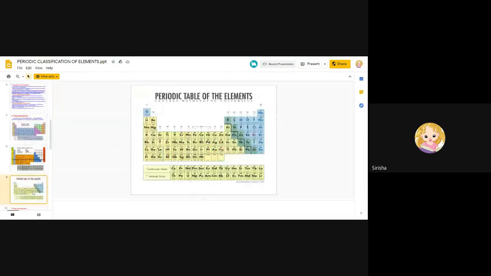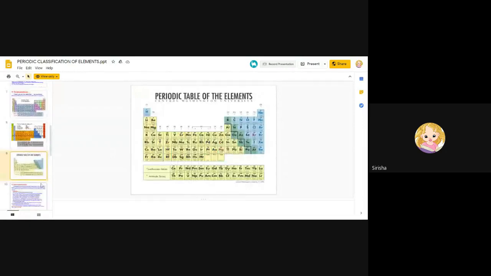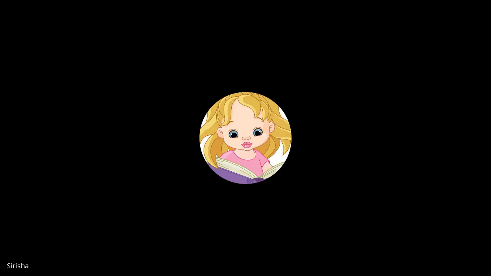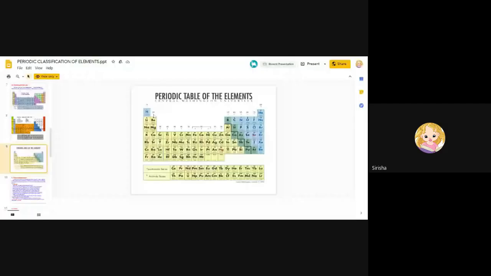This is the periodic table of the elements. In the modern periodic table, elements are arranged in the increasing order of their atomic numbers. See here, 1, 2, 3, 4, and so on, increasing order of their atomic numbers. See hydrogen, helium, lithium, beryllium, boron, carbon, nitrogen, oxygen, fluorine, and neon, from left hand side to right hand side, again based on their atomic numbers.